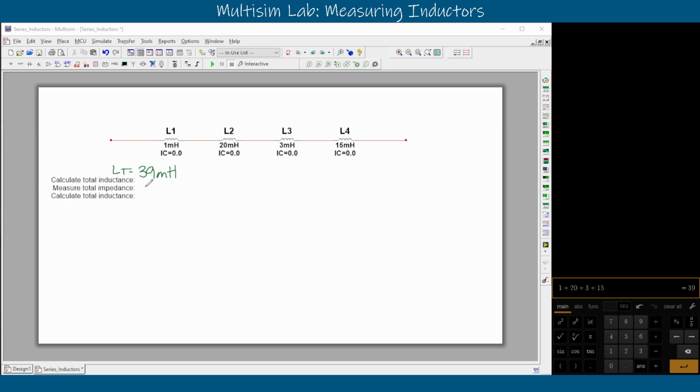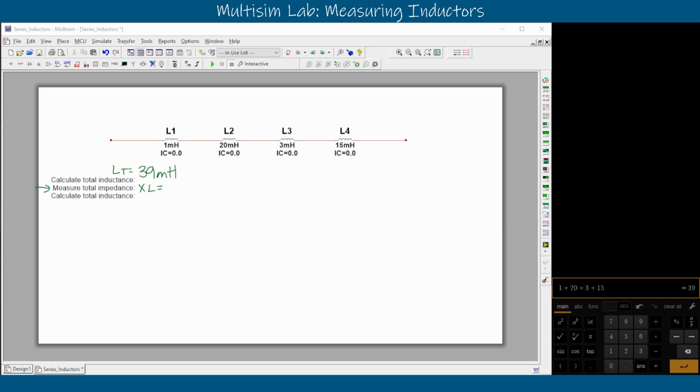And now we're going to measure our XL. That's our impedance for the circuit, XL. We know that is going to be an ohmic value. It's the resistance of our inductors, and we're going to call that resistance inductive reactance instead of resistance. But it's equivalent to the same thing, and it's why we can use Ohm's law.